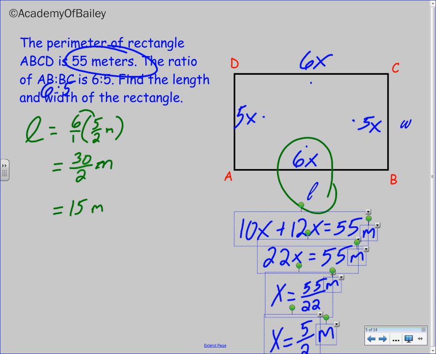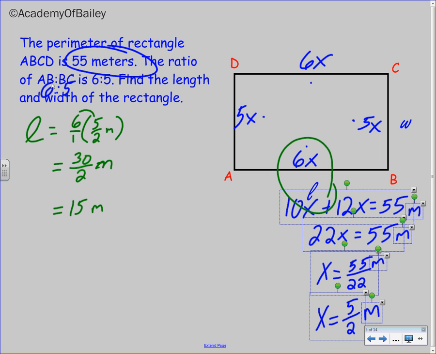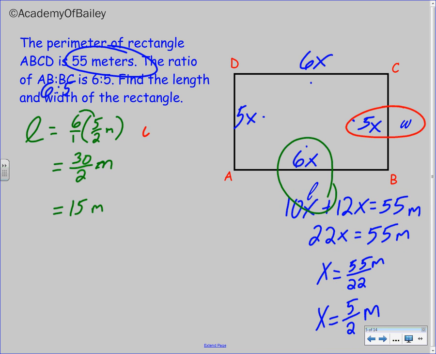So now, let's find the width. The width is 5x. We know x to be 5 over 2 meters. Let me just try this one again. 5 over 1 times 5 over 2 meters. I left out meters before, that's what I was trying to get to. So now let's go ahead and multiply. 5 times 5 will give us 25. 1 times 2 will give us 2, and that's 25 over 2 meters.